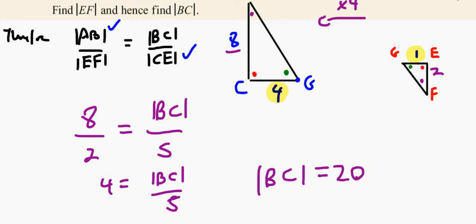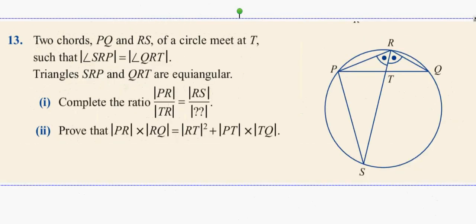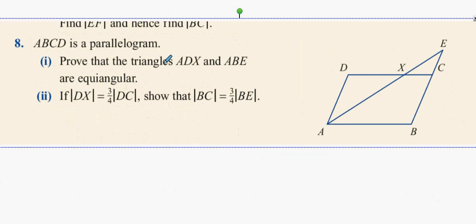Once again, a very, very tough question. These questions are quite tough. 3, 4, 5, 7. Now we're going to go on to 8.